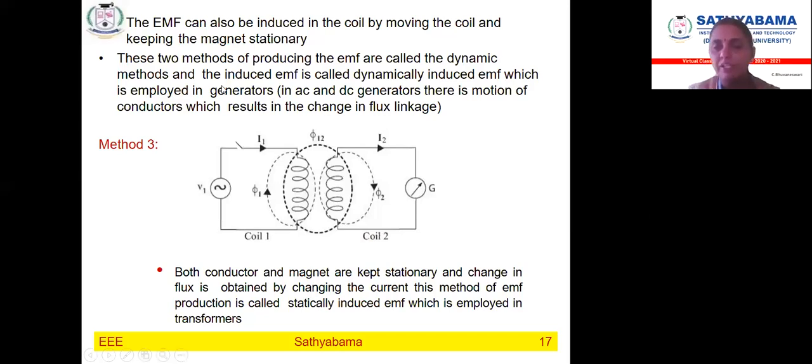The induced EMF is divided into two major classifications. One is going to be dynamically induced, and the other one is going to be statically induced. Dynamically means movement. So in the dynamically induced EMF, either the magnet can rotate, or the conductor can rotate.